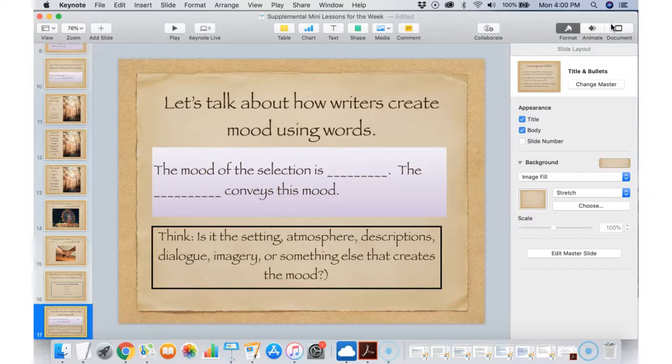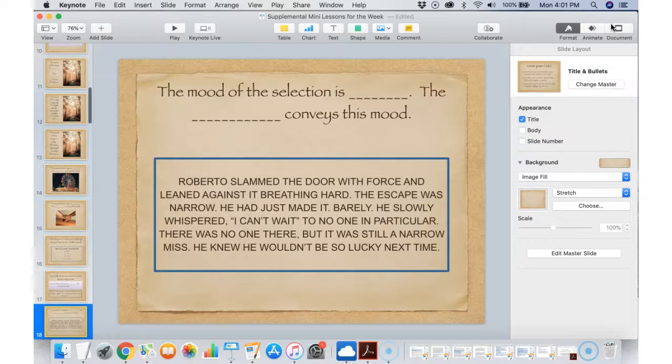Like, how is the author describing the setting? How does the author have the characters speaking? How is the author describing something? What kind of images is the author using to help us picture what's going on? So that's how writers create mood using words.